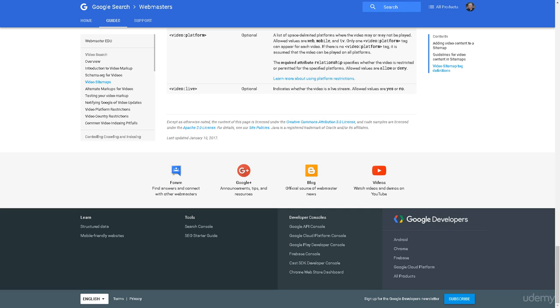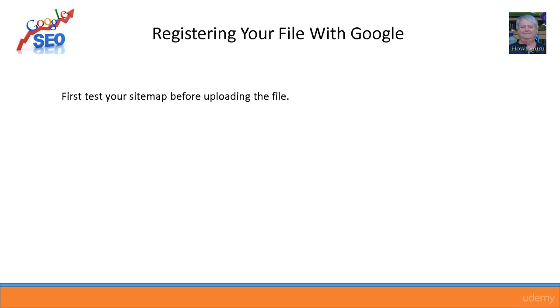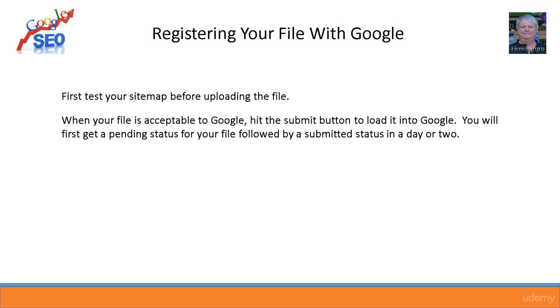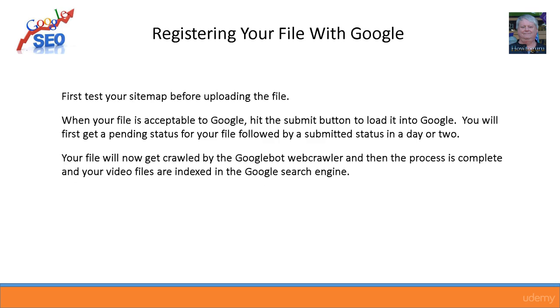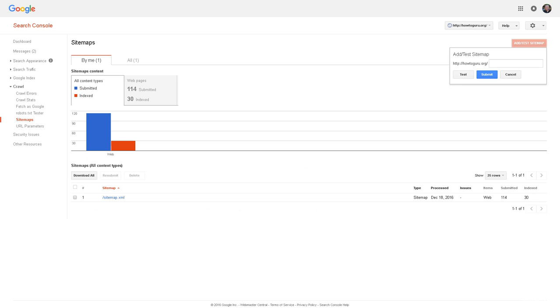When your file is ready, first upload the file to the highest level directory of your website, and then go to your Google Webmaster Search Console and click the sitemap header to go to a page where you can test and submit your sitemap. I recommend first testing your sitemap before uploading the file. Google has a feature that allows you to do this and will tell you of any errors on your file and what line in your file the error exists so that you can fix it prior to final submission. When your file is acceptable to Google, hit the Submit button to load it into the Google Search Console.